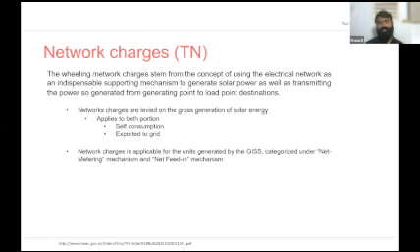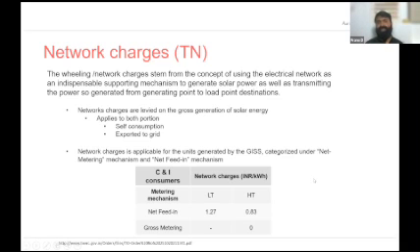Network charges include the total generation of solar energy, that is the self-consumption part as well as the exported to grid part of the solar energy. Network charge is applicable only for the net metering and the net feed-in mechanism. As seen from the table, for CNI consumers under different voltage types, we have the network charges for varying metering mechanisms such as net feed-in and gross metering. There is no network charge applicable for the gross metering mechanism.